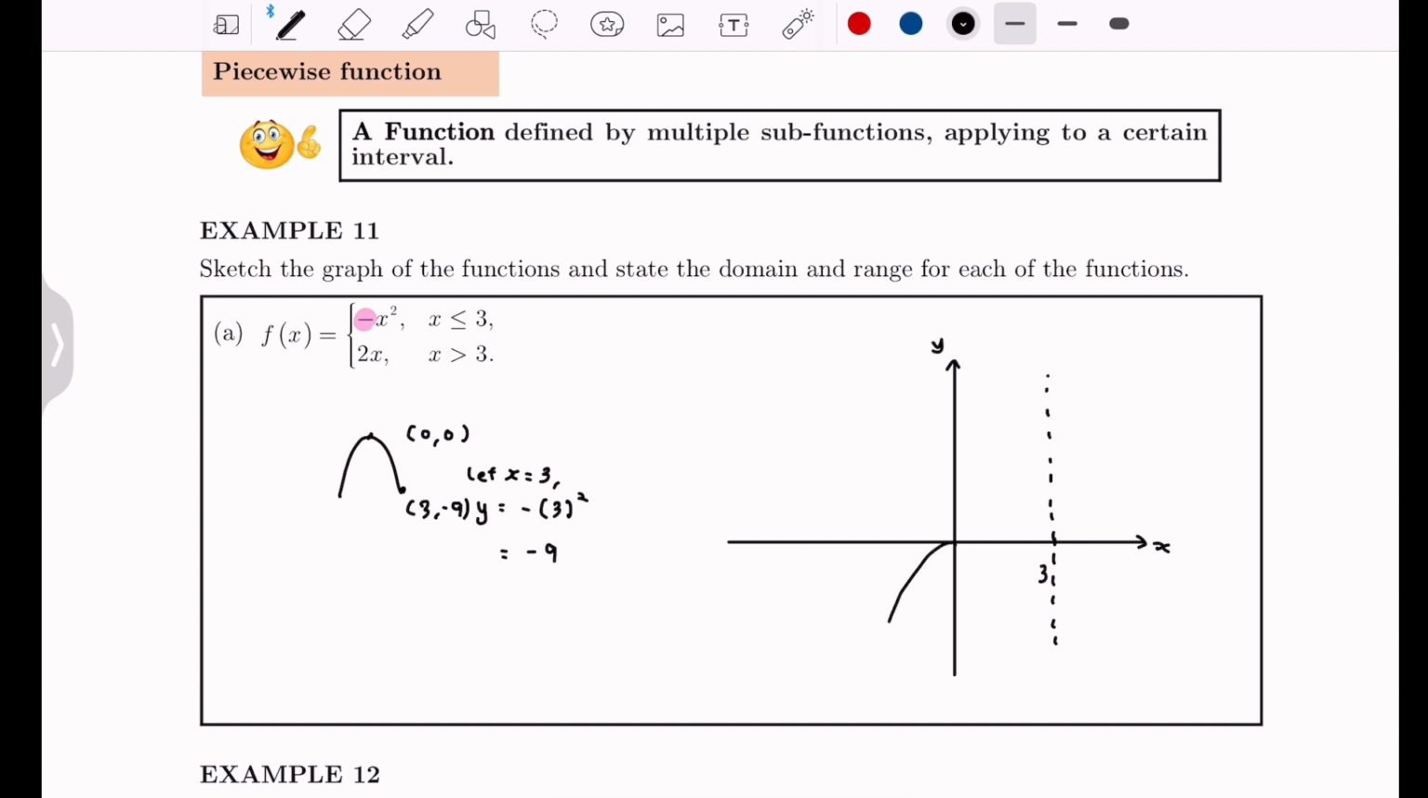So this is the left side of the graph, and for the right side of the graph, we have a shaded circle at (3, negative 9).